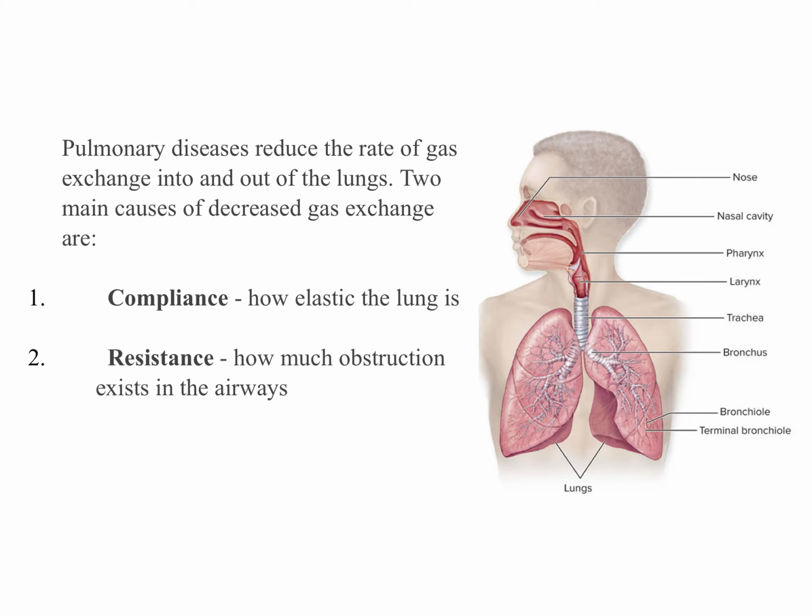Making a quick reference to clinical disease, pulmonary diseases can reduce the rate of gas exchange in the lungs, and they can do this in several ways. So first, they can change how compliant the lung is, so how elastic the lung tissue is itself, and they can change the amount of resistance or how much obstruction is there in the airways. So through doing this, they're changing how much air we're able to ventilate.